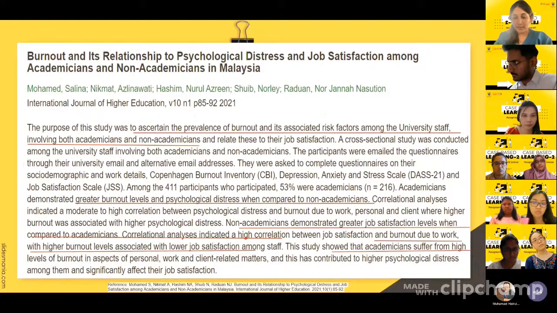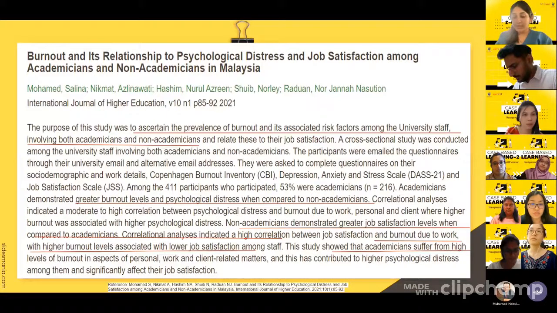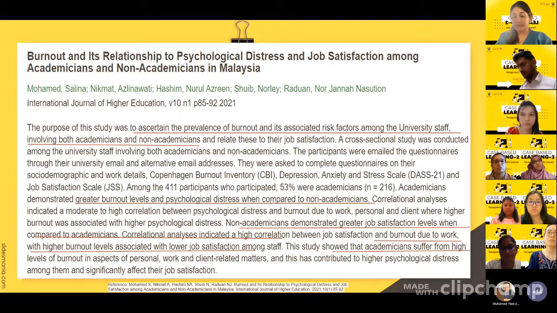So the second one shows burnout and its relationship to psychological distress and job satisfaction among academicians and non-academicians in Malaysia. Here it shows that academicians demonstrated greater burnout levels and psychological distress compared to non-academicians, and non-academicians demonstrated greater job satisfaction levels when compared to academicians.